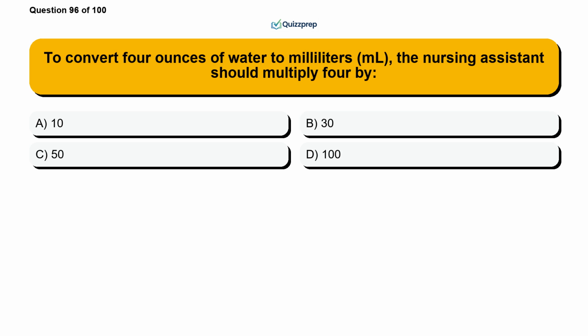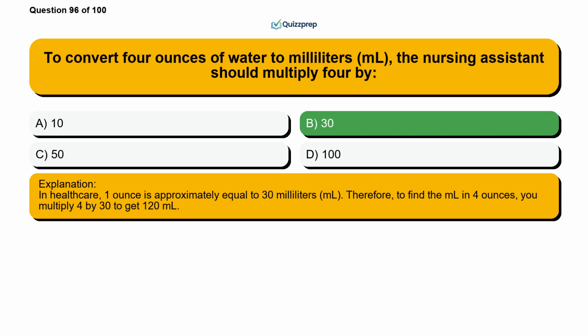Question 96. To convert 4 ounces of water to milliliters, ml, the nursing assistant should multiply 4 by: Option A, 10, Option B, 30, Option C, 50, Option D, 100. The correct answer is option B, 30. In healthcare, 1 ounce is approximately equal to 30 milliliters, ml. Therefore, to find the ml in 4 ounces, you multiply 4 by 30 to get 120 ml.